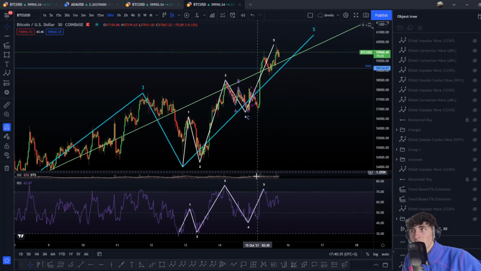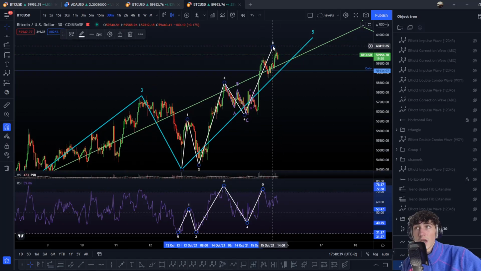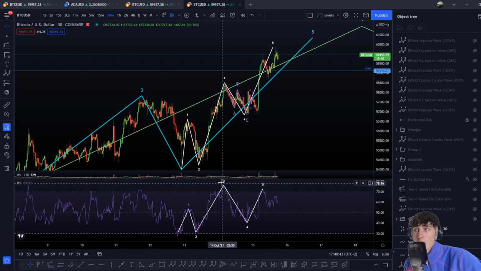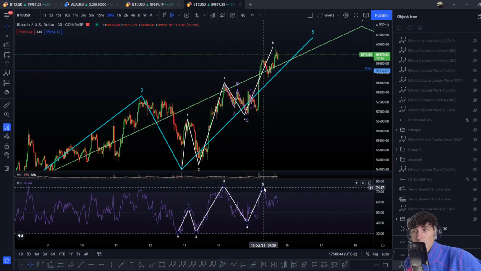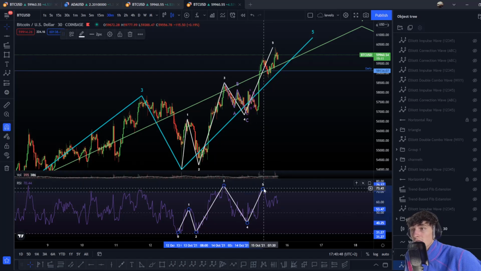This is how we can read 5 waves on the RSI, an impulsive wave of course, and wave 5 most of the time is going to be higher on the chart and not on the RSI, because we have to get this divergence to reach 5 waves on the RSI. So here, as you can see, for now it's absolutely perfect. We have 5 waves and this is absolutely insane.